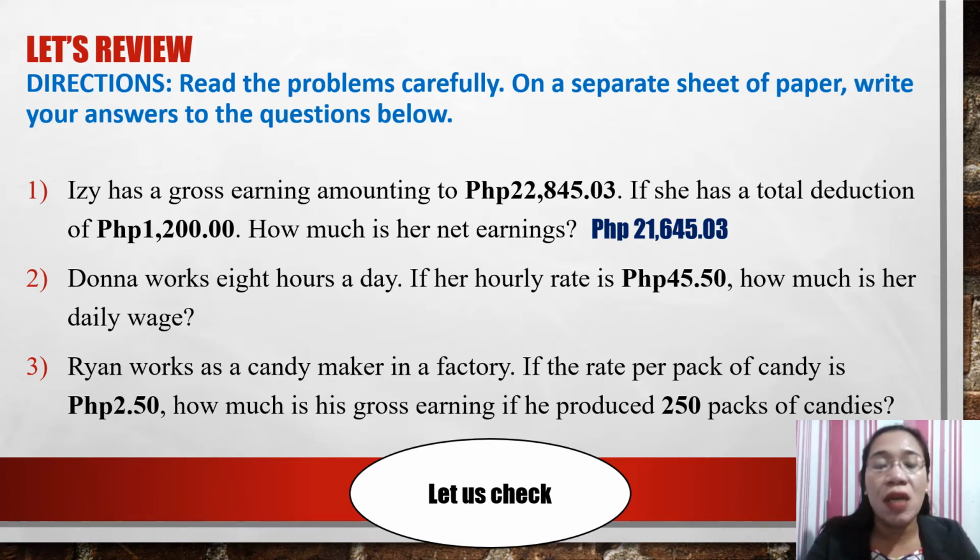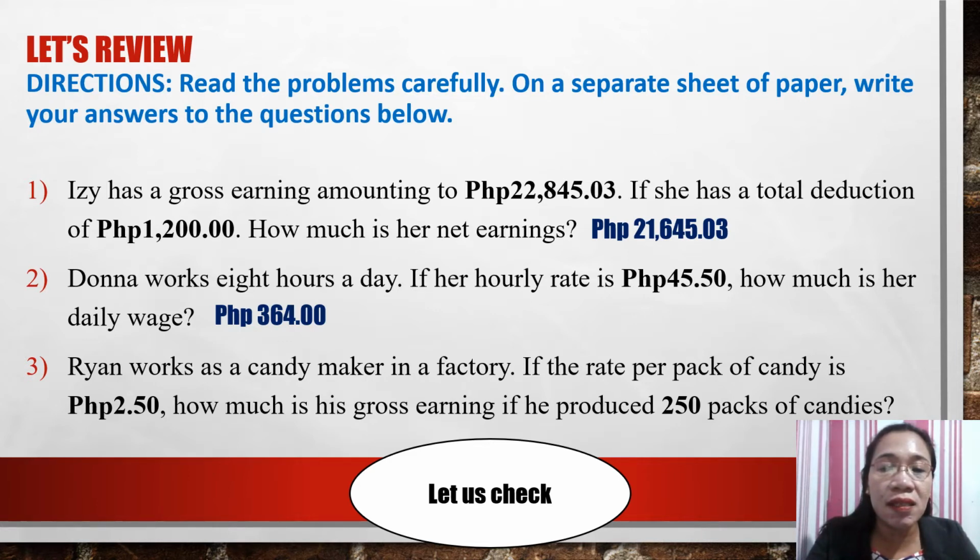Okay, how are you going to answer this? Okay, very good. You simply multiply the hourly rate, which is 45 pesos and 50 centavos, with 8 hours. So 45.50 times 8 will give you, okay, 364 pesos.